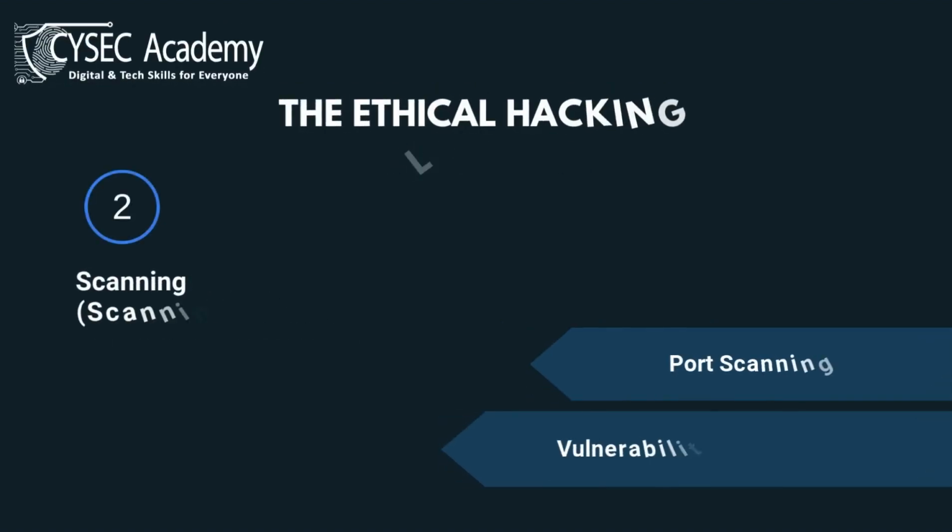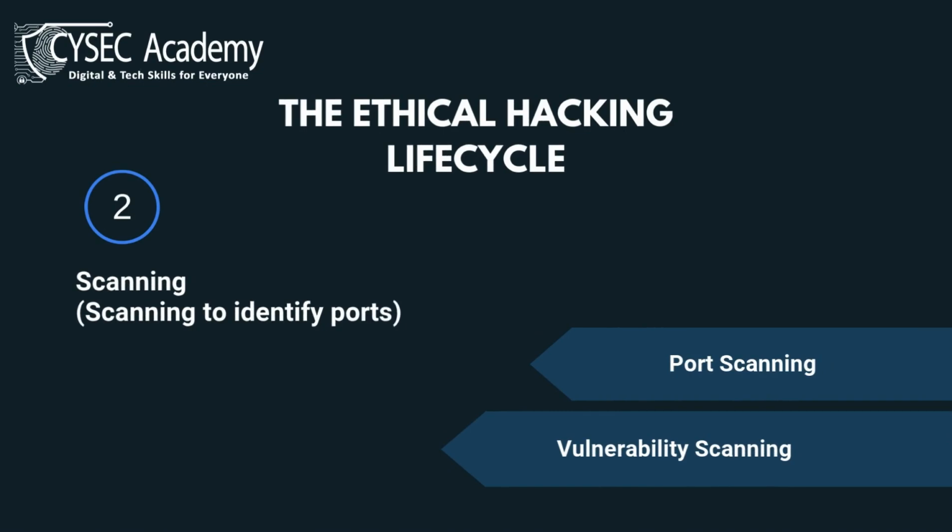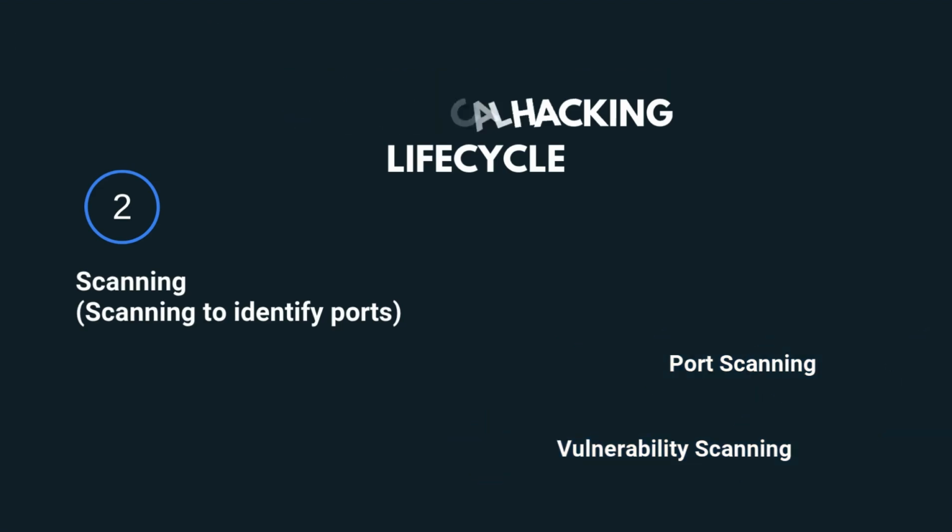Phase 2, Scanning. After gathering a list of potential targets, the hacker uses various scanning tools to identify open ports, services, and running applications. This phase helps map out the network structure and identify potential entry points. We have 2 types of scanning. 1. Port scanning detects open ports on a target system. 2. Vulnerability scanning finds known security weaknesses using automated tools.